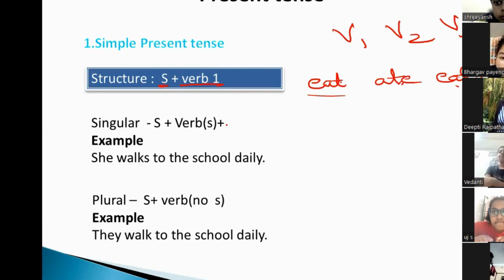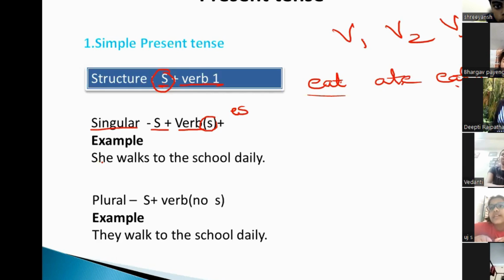So now the structure for simple present tense is subject plus first form of verb. The thing that you're talking about is called the subject, right? If your subject is singular, then your structure is subject plus first form of verb, then you have to put s, or sometimes you need to put es. So the structure becomes subject plus verb plus s or es.